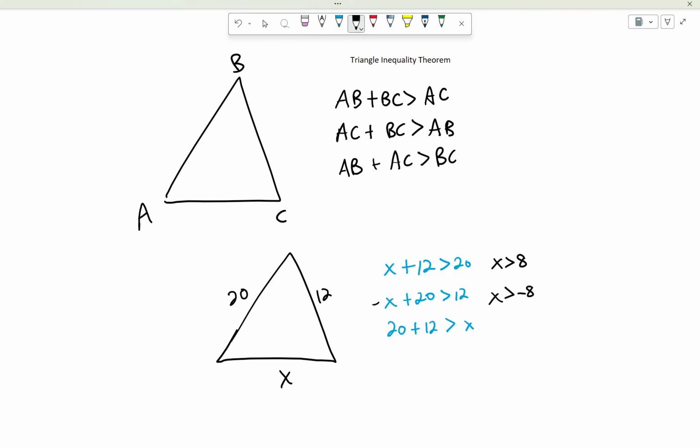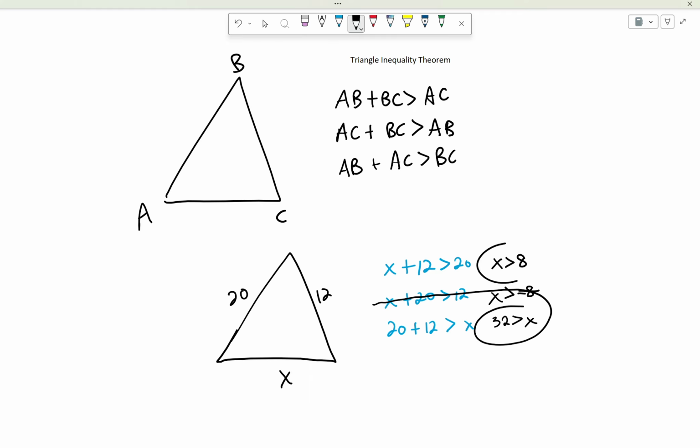And this is an extraneous statement. It's kind of silly. Of course it would have to be greater than negative 8. In fact, it's impossible. What we're saying then is that side could potentially be negative 7, because negative 7 is greater than negative 8, or 0 is greater than negative 8. But it's impossible to have a side length that's a negative number. So we're going to go ahead and eliminate that. Now, 20 plus 12, that's going to give me 32, is greater than x.